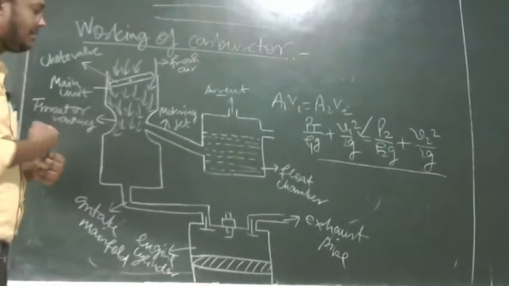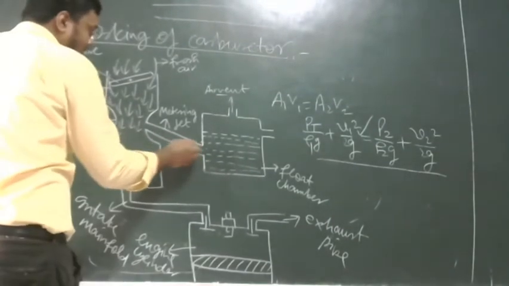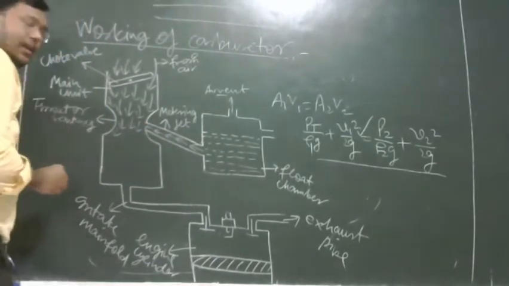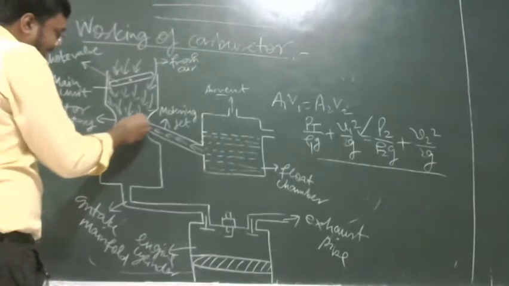So due to this pressure difference, fuel will flow from this float chamber to this Venturi, and fuel will eject here at the Venturi.